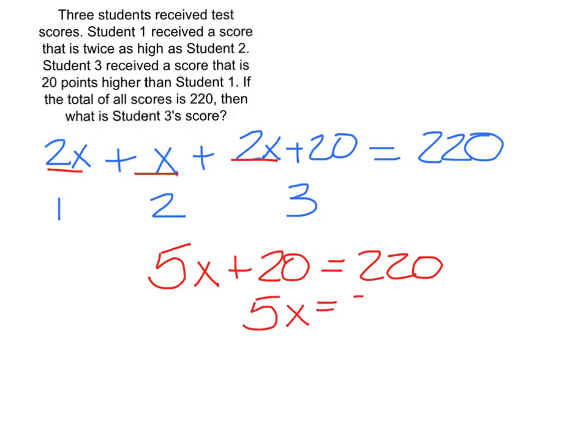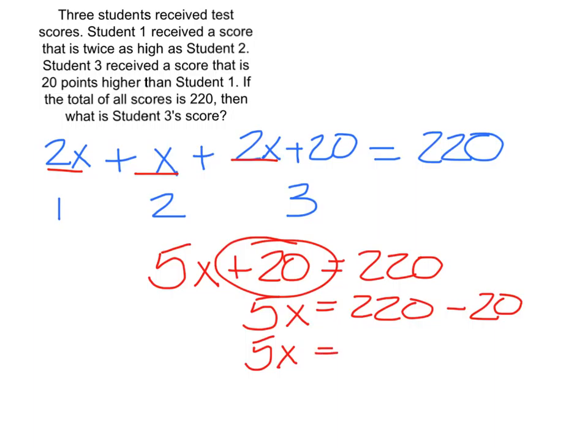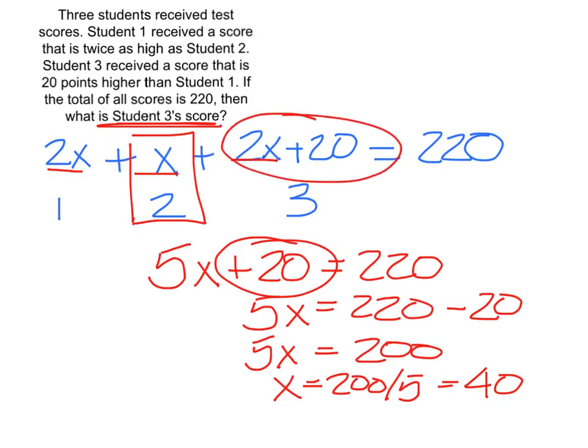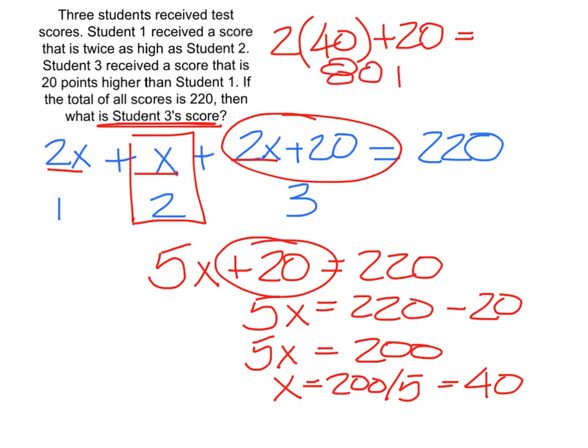So 5x equals 220, and you do the opposite of this on this side, so minus 20. 5x equals 200. If I divide 200 by 5, I come up with 40. Now 40 is the answer for student 2. We're looking for student 3. Student 3 is 2x plus 20, so I would do 2 times 40 and plus 20. That would be 80 plus 20, which is 100.